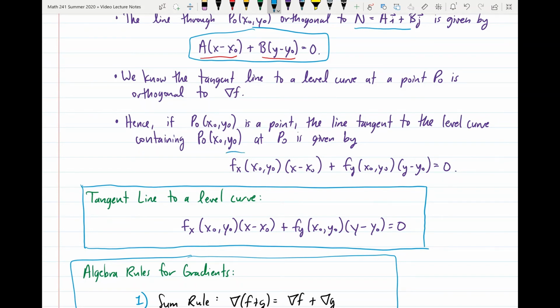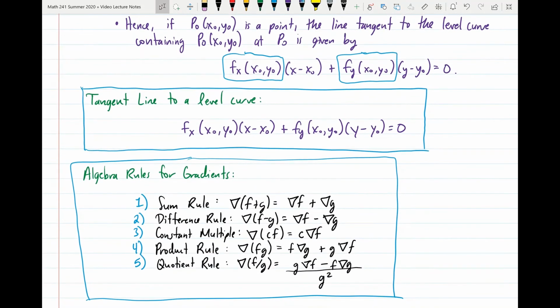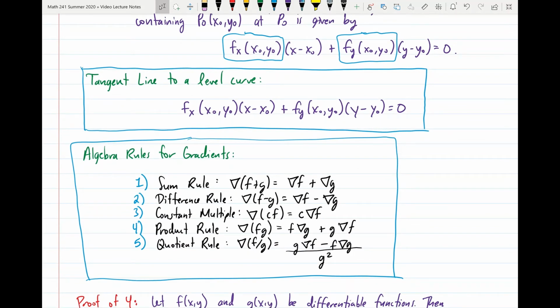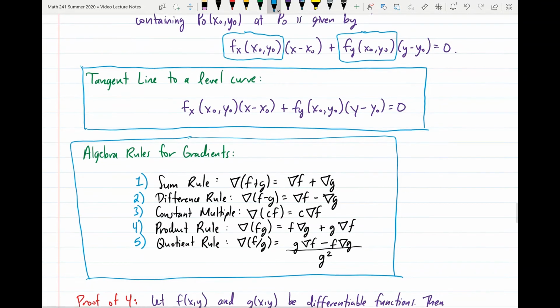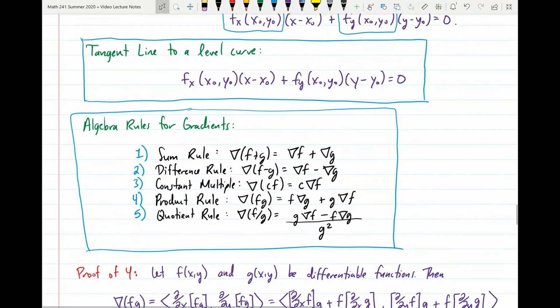So here, this would correspond with a in the equation above, and this would correspond with b in the equation above. And then in this little box down here, I just explicitly write this out. So an equation for the tangent line to some level curve is given by f sub x at (x0, y0) times (x minus x0) plus f sub y at (x0, y0) times (y minus y0) is equal to 0. So this is an equation that you're going to want to keep in mind.